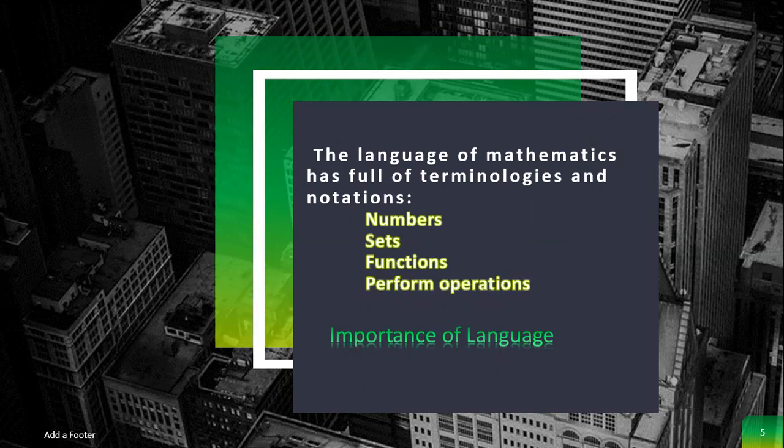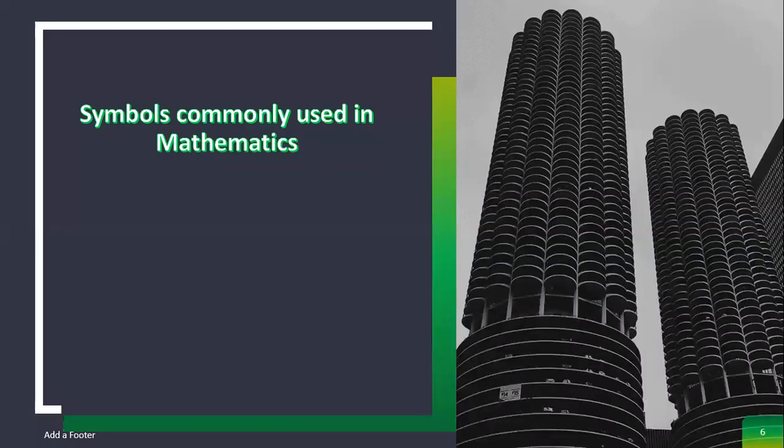It uses numbers, sets, functions, and even performs operations. These are the most commonly used symbols in mathematics. The first one is the 10 digits: 0, 1, 2, 3, 4, 5, 6, 7, 8, 9. The next one is the operational symbols. We have the addition symbol, the subtraction symbol, multiplication, and the division symbol.